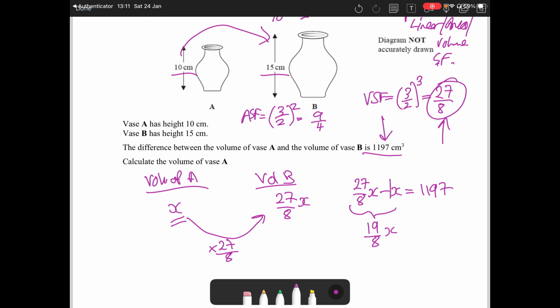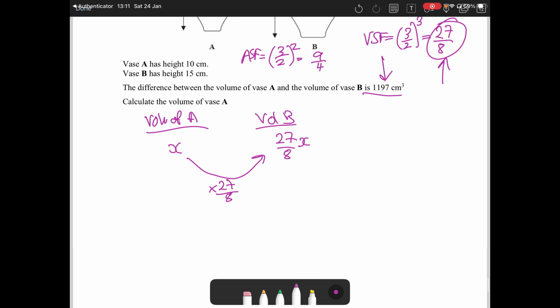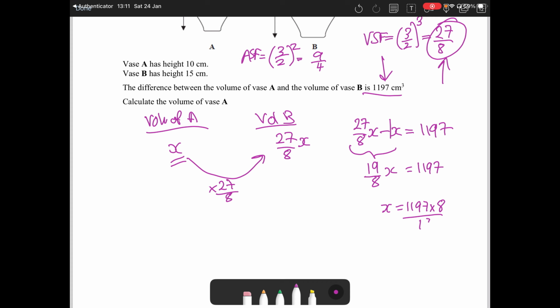The original size of ours, A, is 1197. So let's rearrange this now to work out x. So we'll times by 8, and we'll divide by 19. And then type all of that in, and we shall get the value of x, which is the original volume of A. Is it going to be something nice? 504 centimeters cubed.